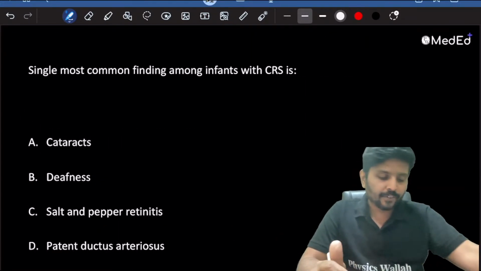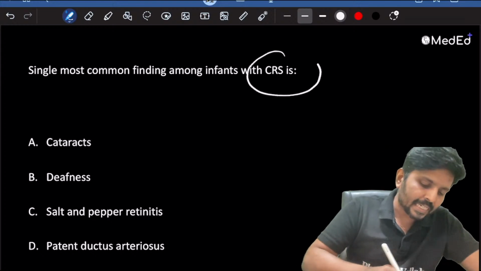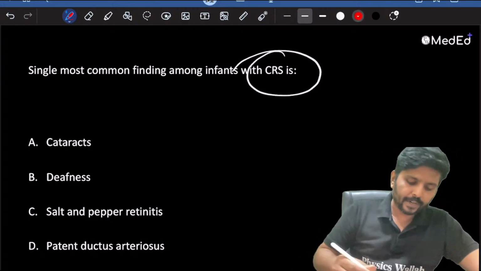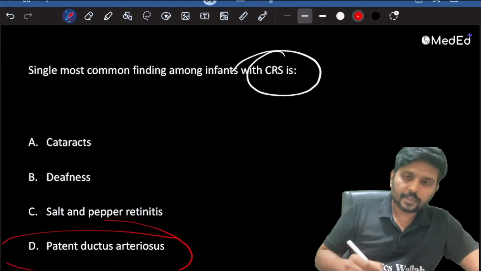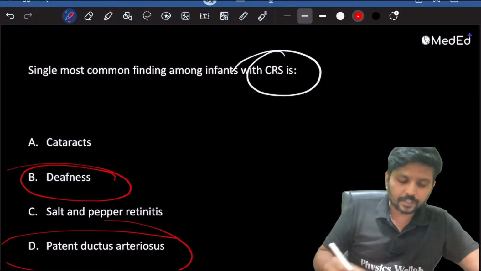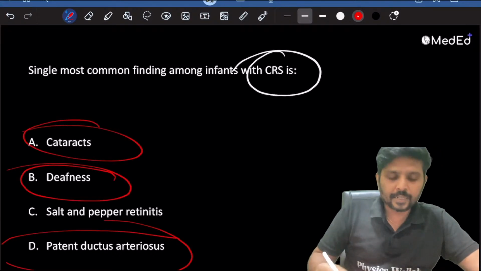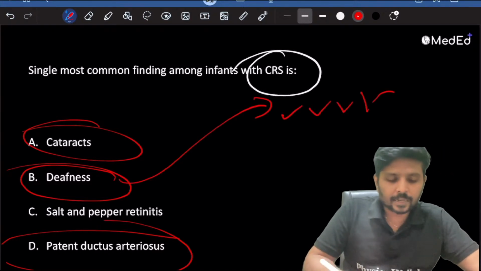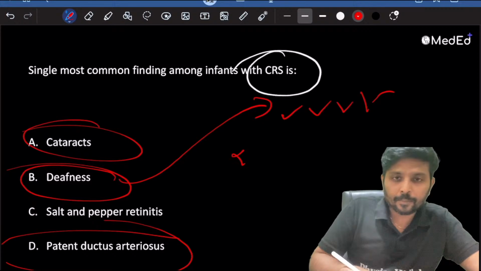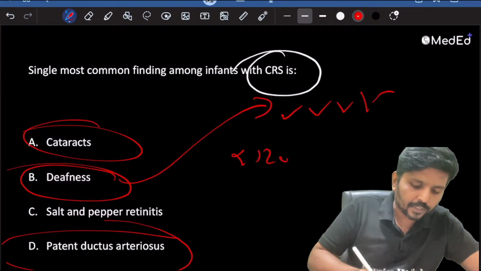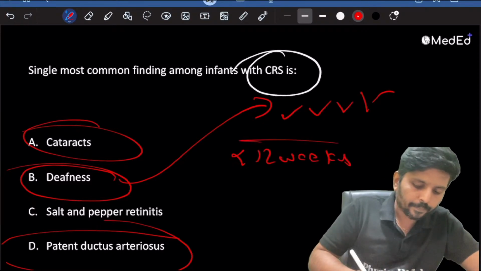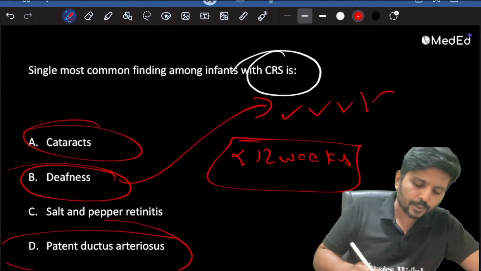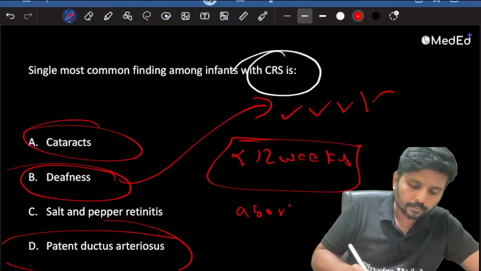Single most common finding among infants with congenital rubella syndrome. You will get patent ductus arteriosus, deafness, cataract, but the single most common is sensorineural deafness. Particularly if the infection occurs within 12 weeks of pregnancy, you need to go for an abortion.